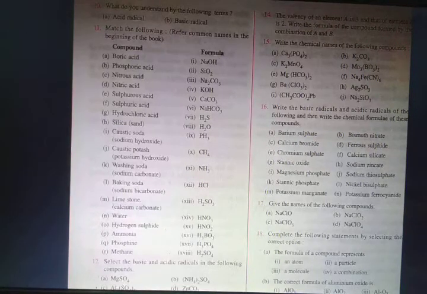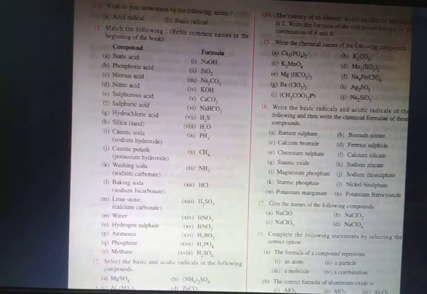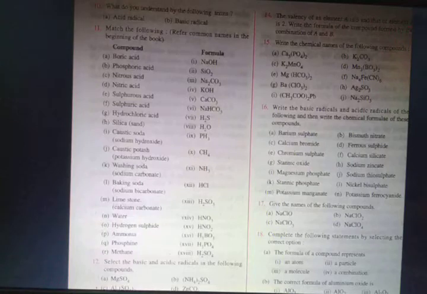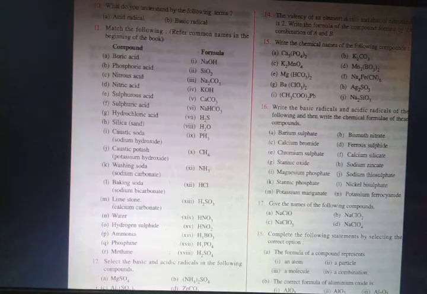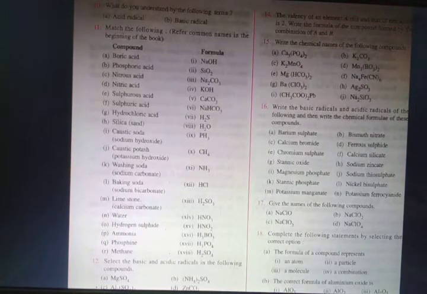Now barium sulfate, it's BaSO4. Bismuth nitrate, Bi(NO3)3. Calcium bromide, CaBr2. Ferrous sulfide, FeS. Chromium sulfate, Cr2(SO4)3. Calcium silicate, CaSiO3. Stannic oxide, SnO2. Sodium zincate, Na2ZnO2.